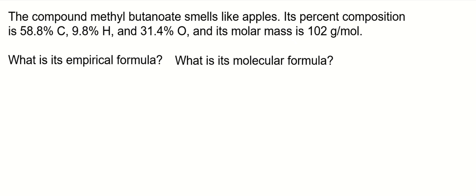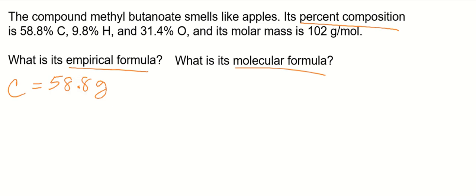We're going to find the empirical formula and the molecular formula given the percent composition. So what do we do first? We're going to consider that we have 100 grams of this compound. So if we have 100 grams of the compound, we can turn these percentages to grams. So we would have 58.8 grams of carbon, and that's 58.8%.